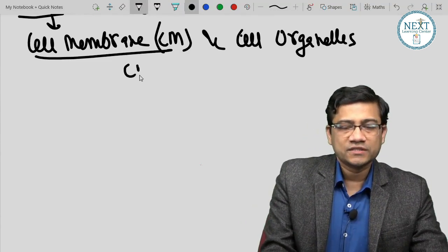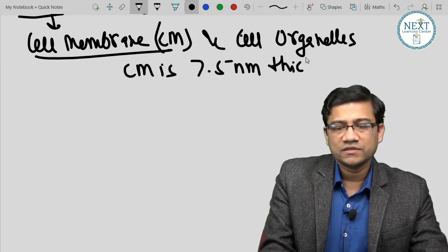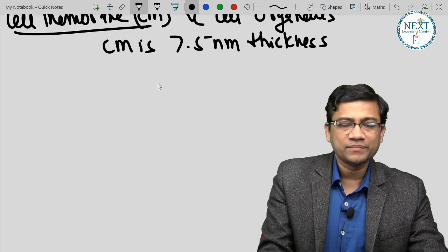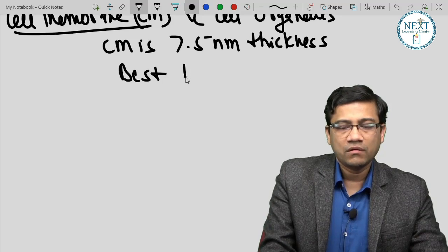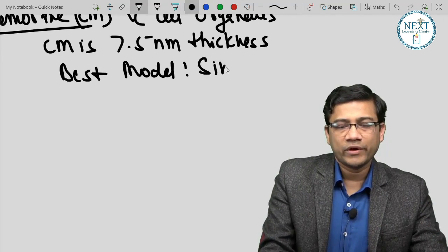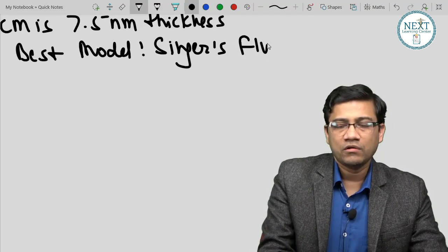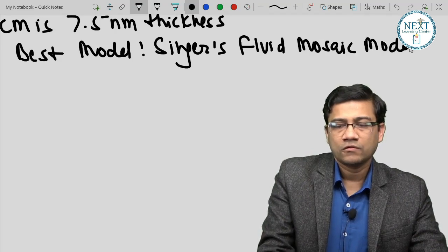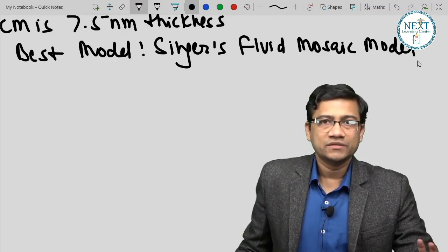First, the cell membrane is 7.5 nanometer thick. This was the question asked. 7.5 nanometer is the thickness. Next question, what is the best model to describe it? The best model is the Singer-Nicolson fluid mosaic model. So Singer's fluid mosaic model is the preferred model we describe.